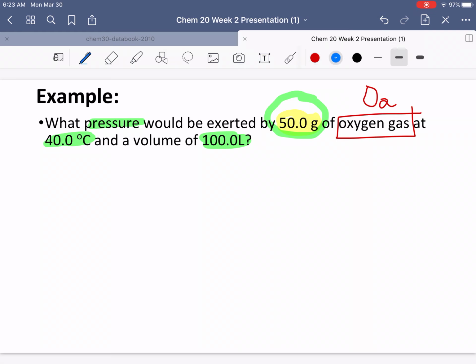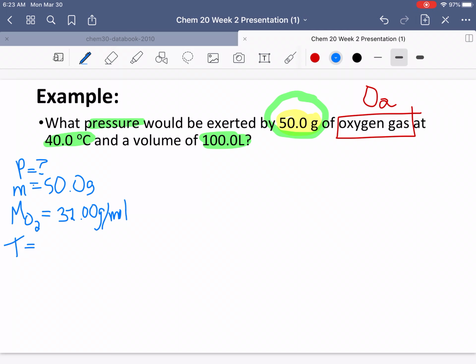Here's what I mean for writing down everything. So I'll always put down what I'm looking for, P equals question mark. And then I'll keep going. I've been given a mass, and that's super helpful. Mass is equal to 50.0 grams. But right away then, I'll go to molar mass and have that down too. So molar mass of oxygen gas, 16.00 times 2, 32.00 grams per mole.